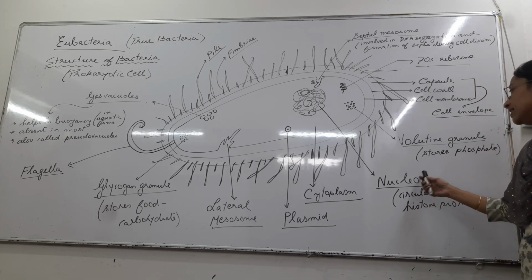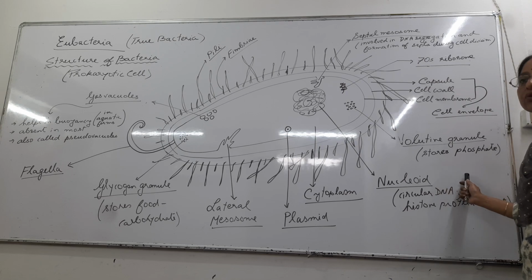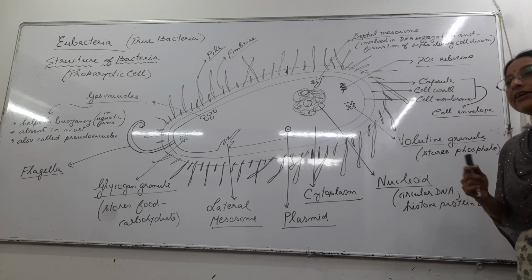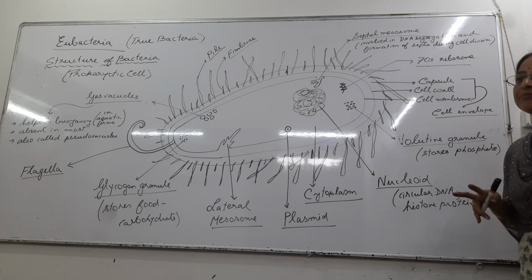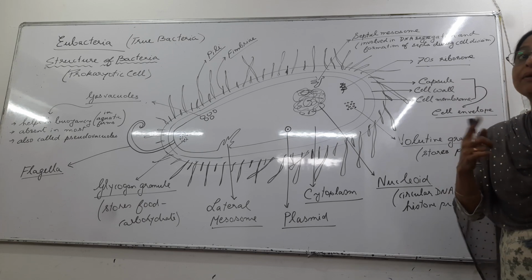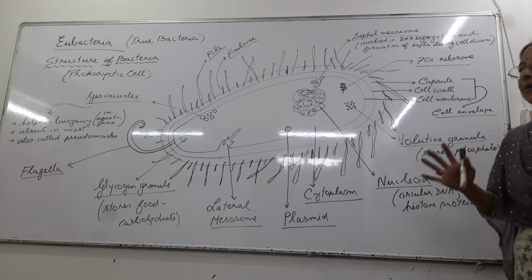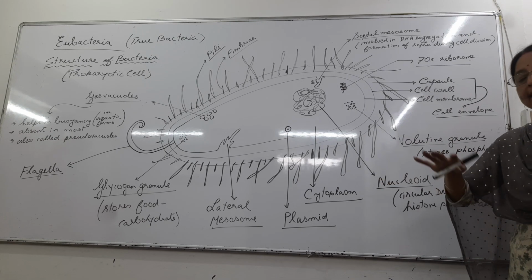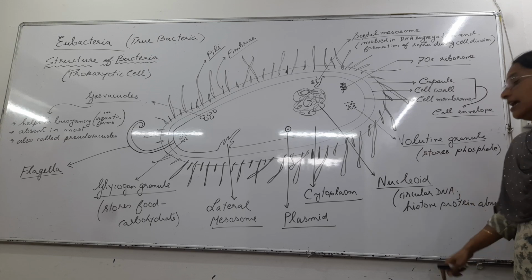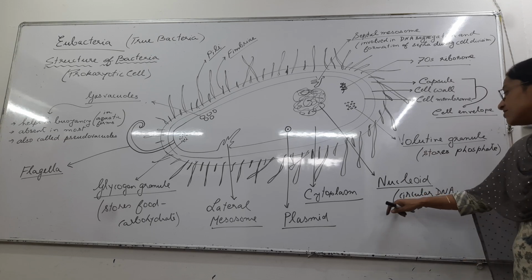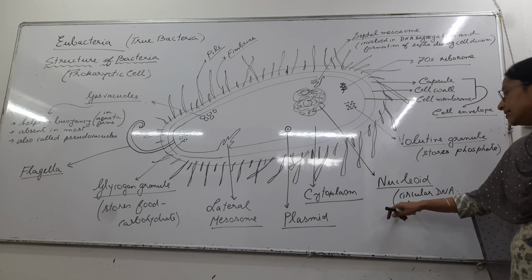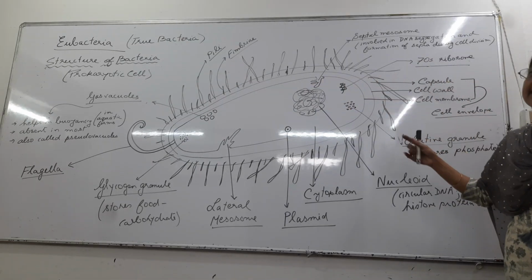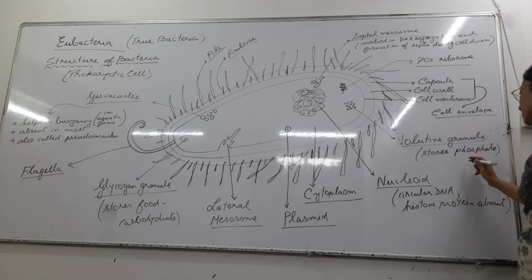In this case, when we are comparing nucleoid and nucleus, the first point is that nucleoid is found in prokaryotes and nucleus in eukaryotes. The second point is that nucleoid has no nuclear membrane, while nucleus has a nuclear membrane. Inside it is the genetic material. In both cases DNA is present. If you are talking about the structure of the DNA, in a prokaryotic cell the structure of the DNA is circular. In a eukaryotic cell the structure of the DNA would be something like this.